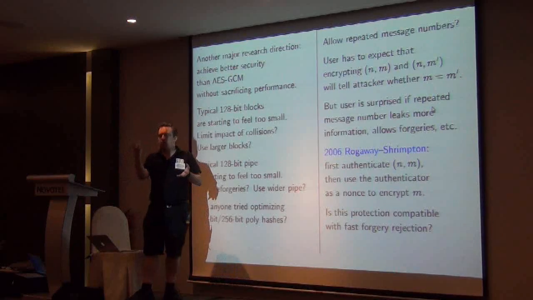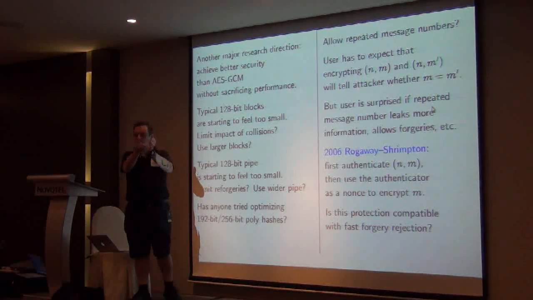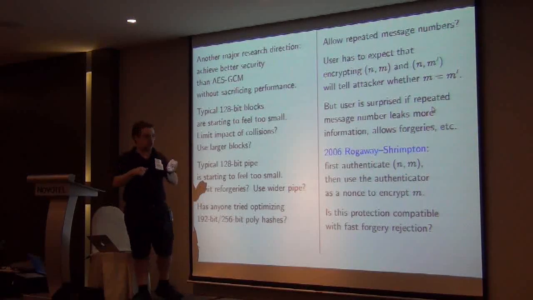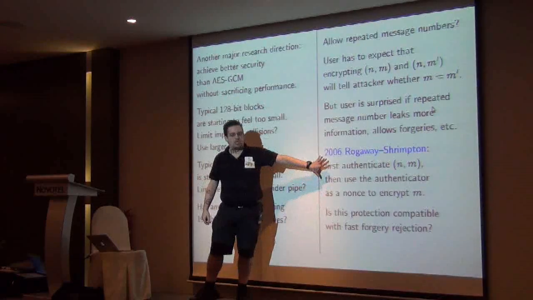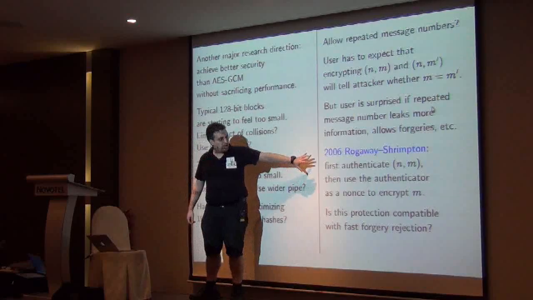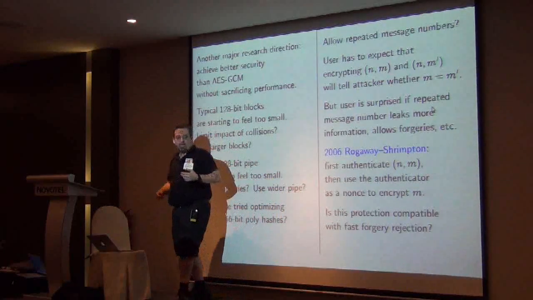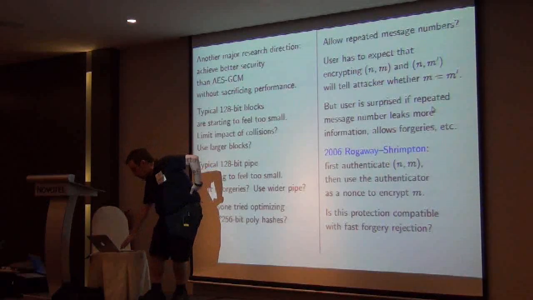If you have encrypt, then authenticate, then if you get a forgery, you just check the authenticator, throw the message away. And that's cheaper than doing a decryption of the message. Can you do something like this, where you get protection against the message number being reused, and the forgeries are still fast to throw away?